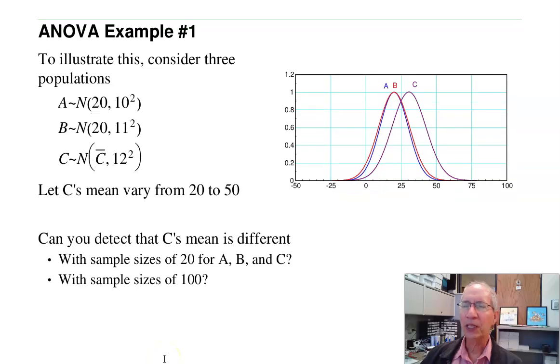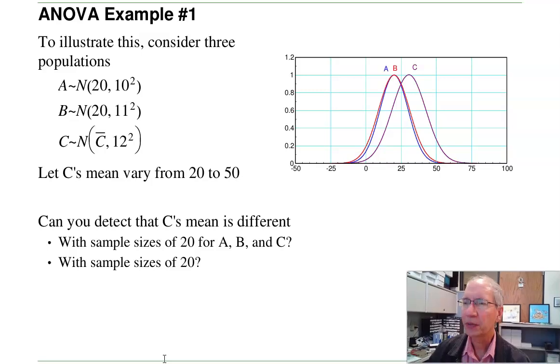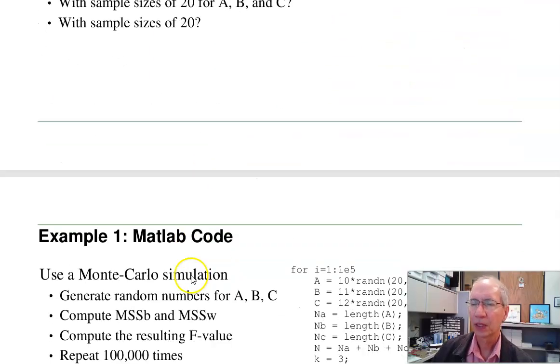So let's try that with an example. Let's take 3 data sets. A and B both have the same mean, with standard deviations of 10 and 11. C has a slightly different standard deviation, but its mean varies from 20 to 50. Can I use analysis of variance to detect that C has a different mean? I want to have a sample size of 20. So let's try that in MATLAB.